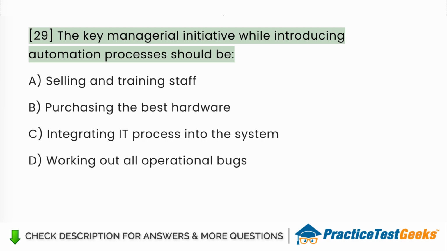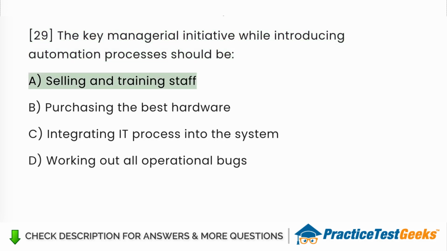The key managerial initiative while introducing automation processes should be A. Selling and training staff. B. Purchasing the best hardware. C. Integrating IT process into the system. D. Working out all operational bugs.